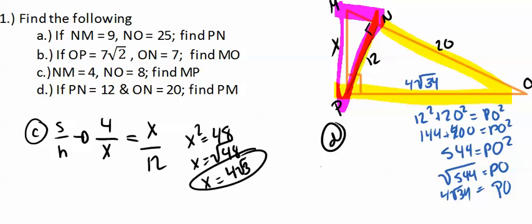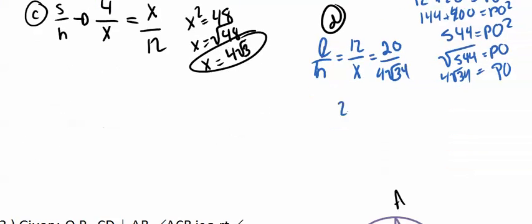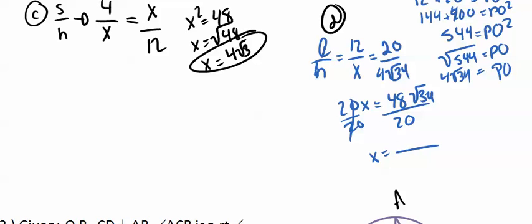So setting up the proportion, we'll do long over hypotenuse. So we'll do 12 over x equals 20 over 4 square root of 34. 20x equals 48 square root of 34. Divide by 20. X equals 12 over 5 square root of 34.